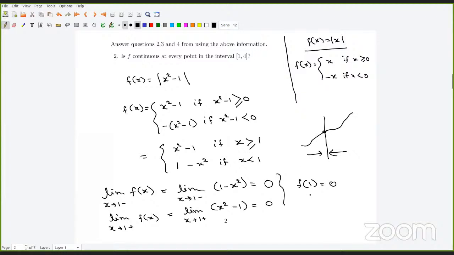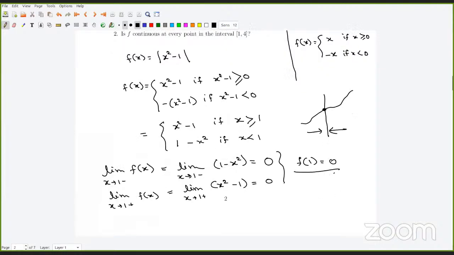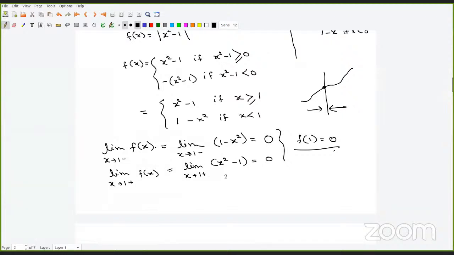1 minus 1, that is 0. So we can see that the left hand limit and right hand limit are the same. That means the limit exists at that point, and we have calculated it to be 0, and it is the same as the functional value, right? So this is the definition of continuity: if the limit exists at that point and it is the same as the functional value at that point, then we can say that f is continuous at that point. So it is continuous at 1.